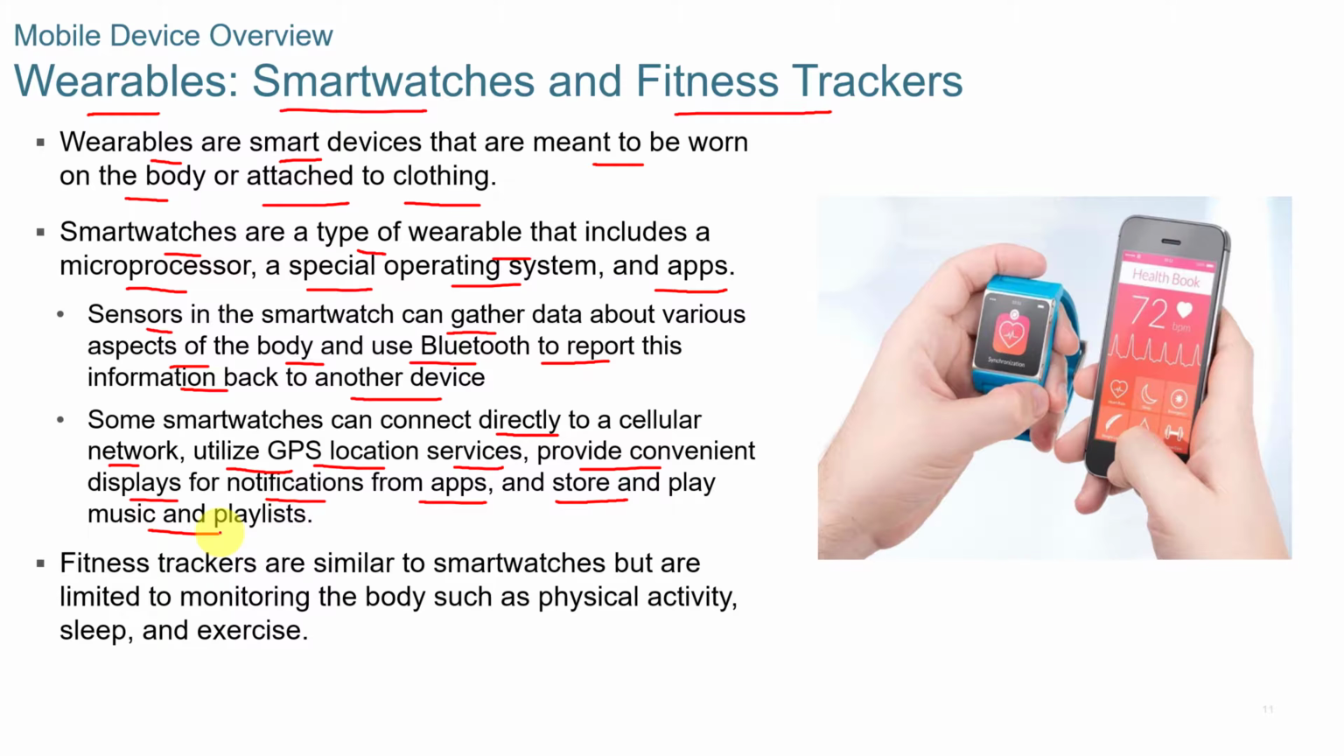They can also allow you to pay, just like you would with your smartphone, with near field communication. Some watches you can use for paying. Instead of using your phone, you can use your watch to pay. Fitness trackers are similar to smartwatches, but they're limited to monitoring the body, such as physical activity, sleep, and exercise.